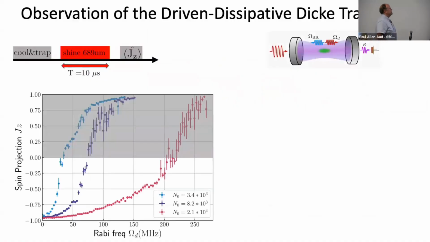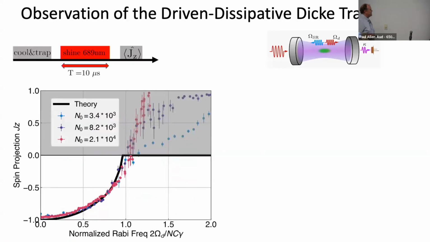Okay, so we can actually see that in our experiments. We trap the atoms, they start in the ground state, we turn on this external drive, we hold for about 10 microseconds, then we measure the spin projection Jz, and we can do it for different atom numbers. That's the different colors here. What you see is it comes away from the south pole in the steady state, and then eventually makes a transition into the normal phase and Rabi flops.